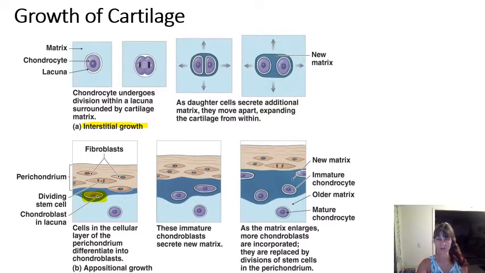And as the matrix increases, more chondroblasts are going to be incorporated in this matrix, and they are going to be replaced by divisions of more stem cells in the perichondrium. So appositional growth is occurring on the outside, making it larger. Interstitial growth is occurring on the inside, increasing the size.